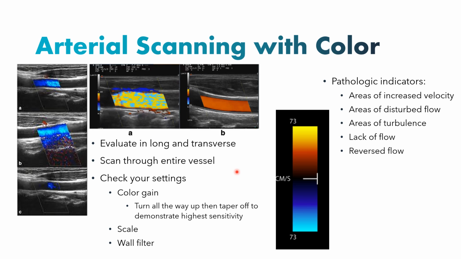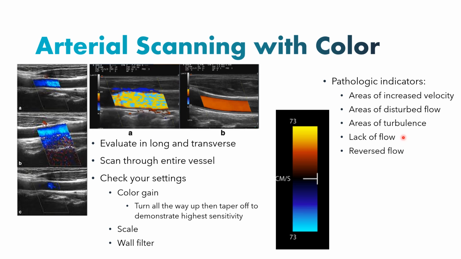Now, there are some pathologic indicators where we can watch this color, and you might even see some mixture of color that actually isn't aliasing. We often see that in areas of very increased velocity, like in the center of a stenosis, areas of disturbed flow, areas of turbulence after a stenosis, or we can see if we can't pick up color, it might be because there truly is a lack of flow there.